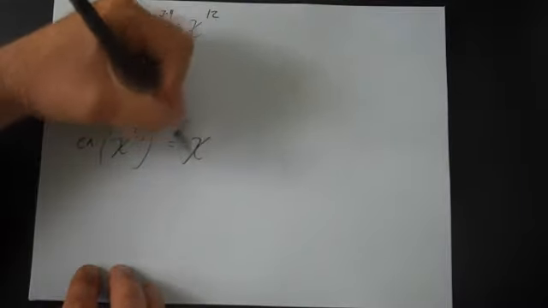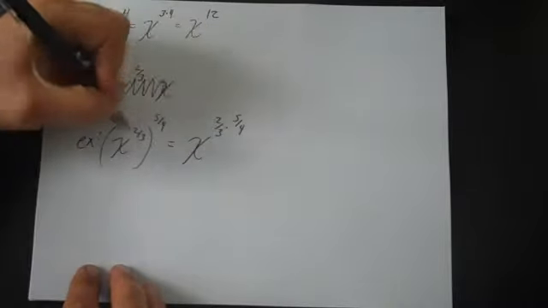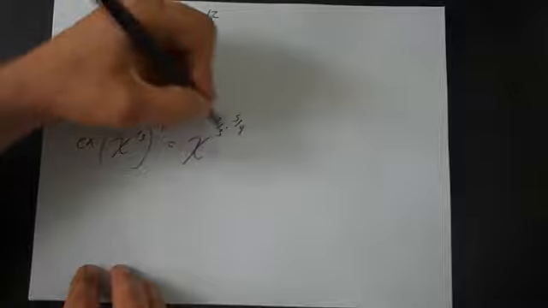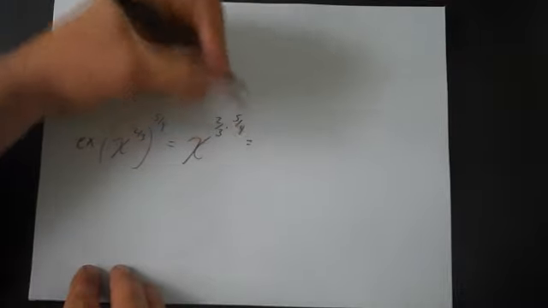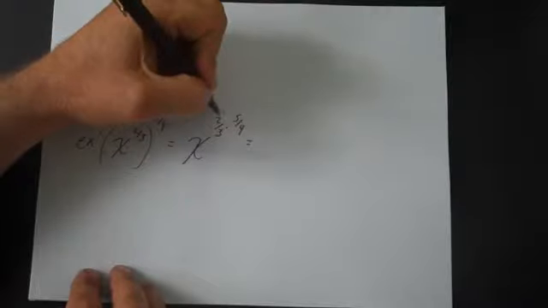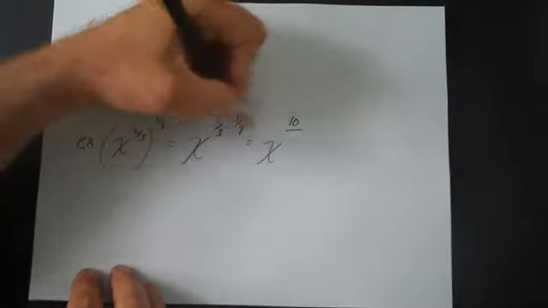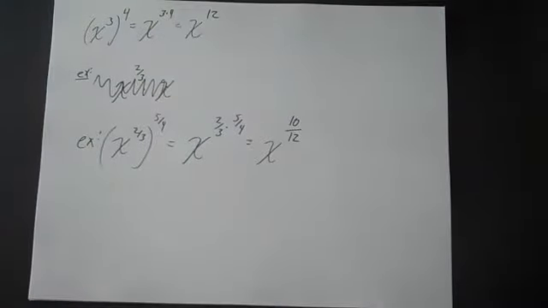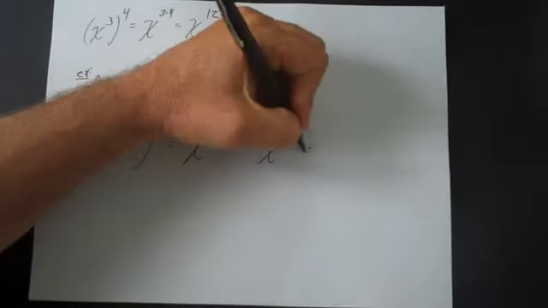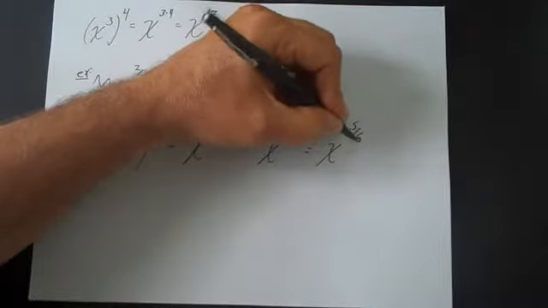Then you would simply multiply 2/3 times 5/4, right? So raising a power to a power means you multiply the powers. Now the trick is that when you multiply fractions, you don't need a common denominator. You just do numerator times numerator, denominator times denominator. So that's 10 over 12. So your answer is x raised to the power of 10/12. You can simplify that because 2 goes into both of those, so your final answer is x to the 5/6.